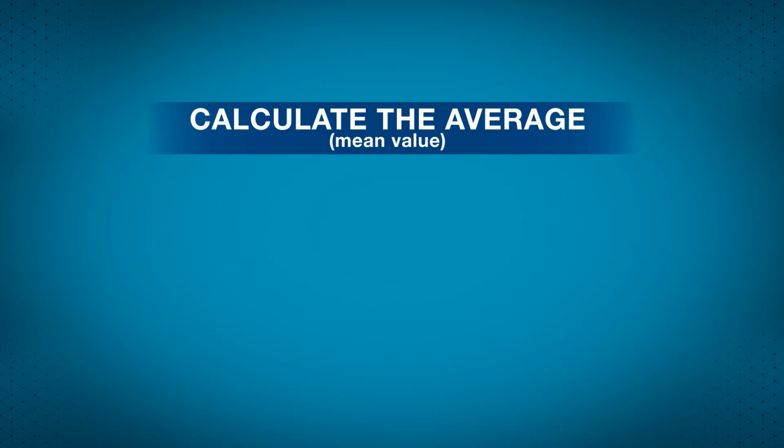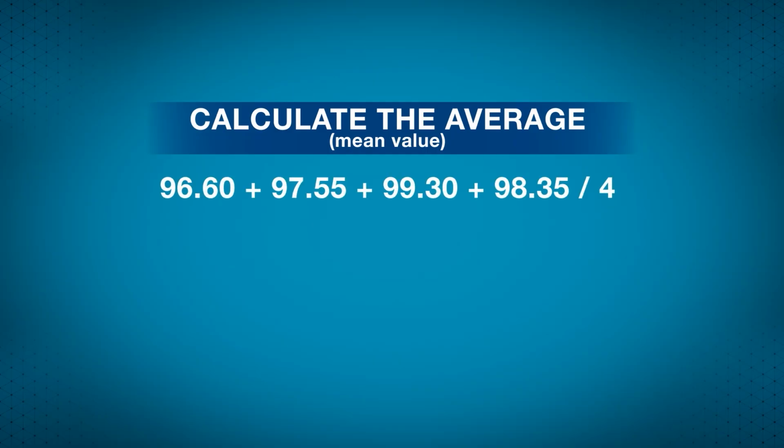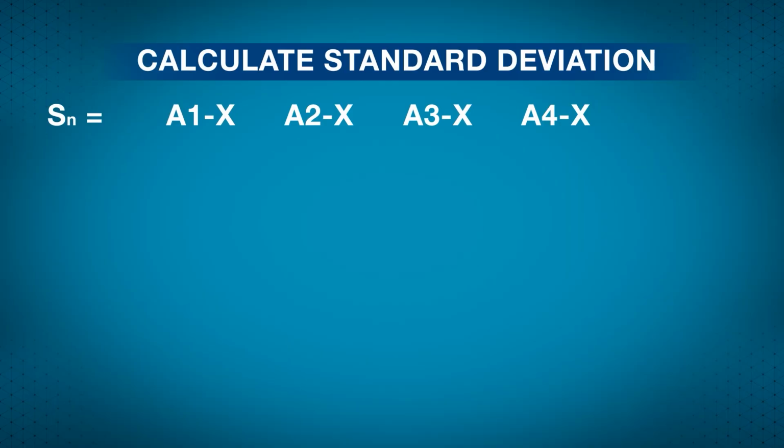Calculate the average for the lot by adding the sample densities together and dividing by the number of samples, in this case, 4. Next, calculate the standard deviation for the lot. Although it may seem complex, the process mainly involves basic arithmetic. Subtract the average value from each sample.